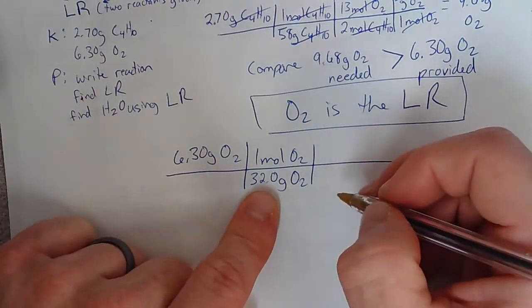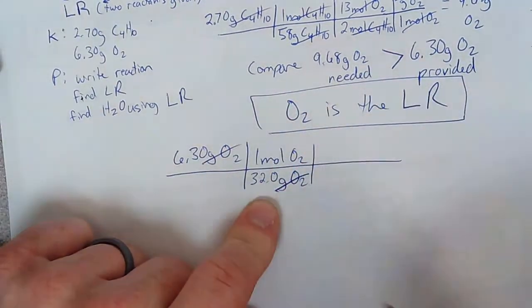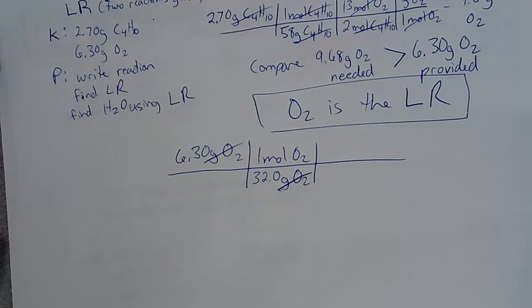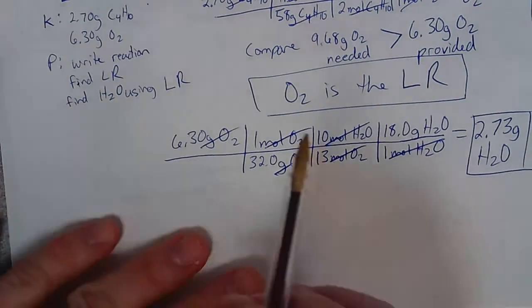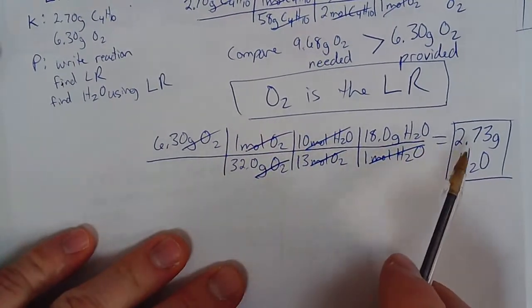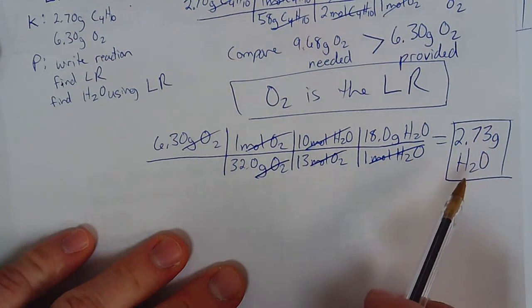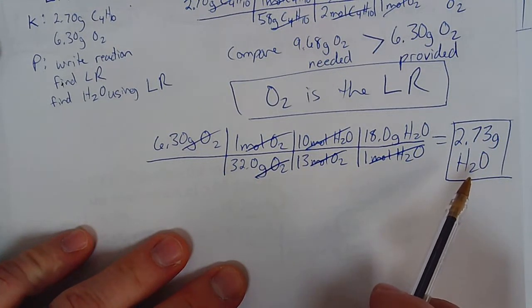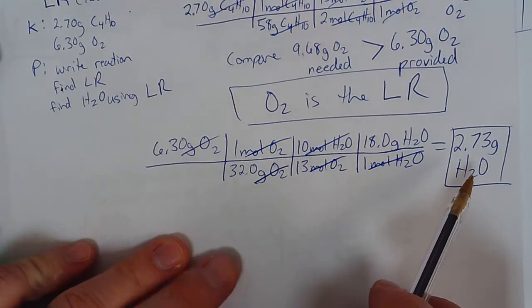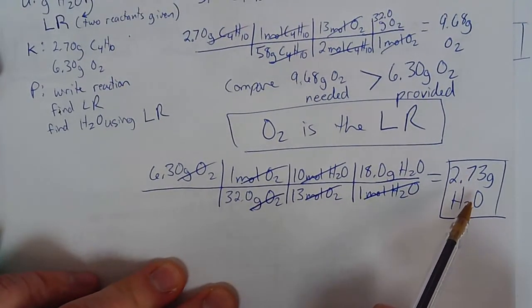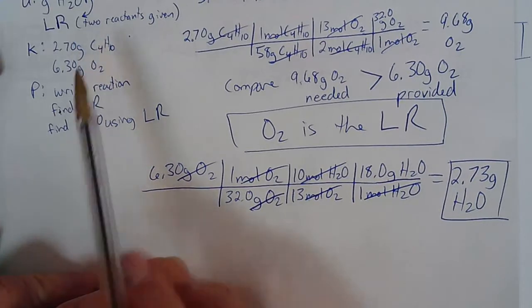All right, the chemical reaction will take us, keep an eye on my time here, about to run out. All right, so we worked this out, and we got 2.73 grams of water. If we used the excess reactant, we would have gotten a larger value, and that would not have been correct because we're not going to react all of the excess reactant.